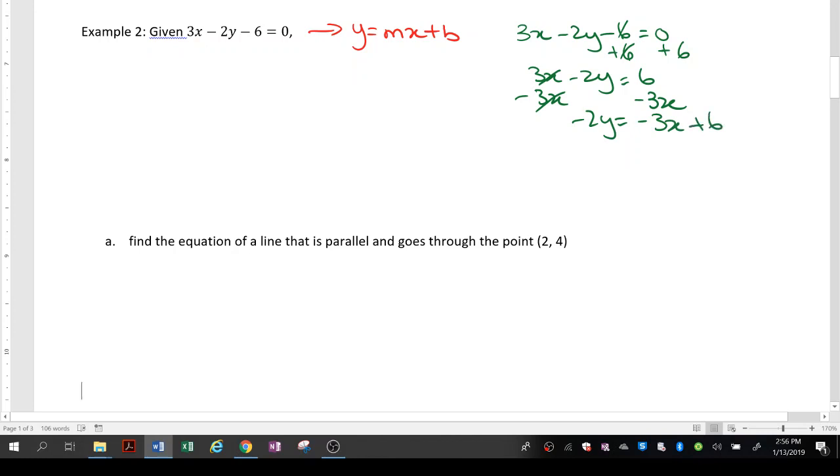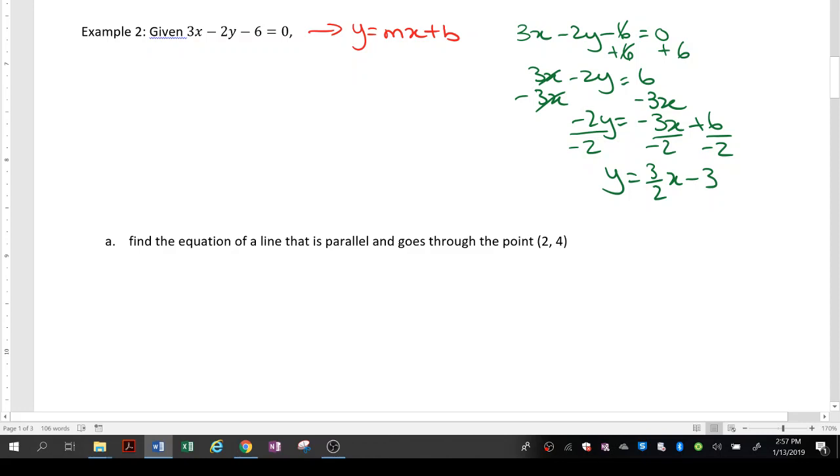Now we need y on its own, so if we divide by negative 2, that becomes 1y. And what we do to this value, we have to also do to each term on the right-hand side. So now we have, these are both negative, so that becomes positive 3 over 2x, and this becomes minus 3. So this is our equation in slope-intercept form.